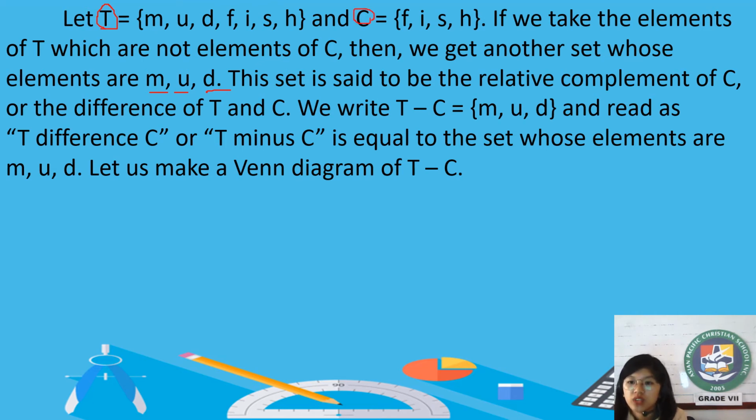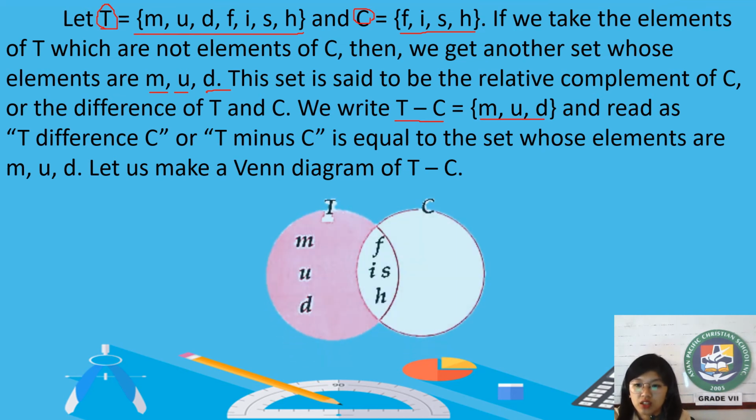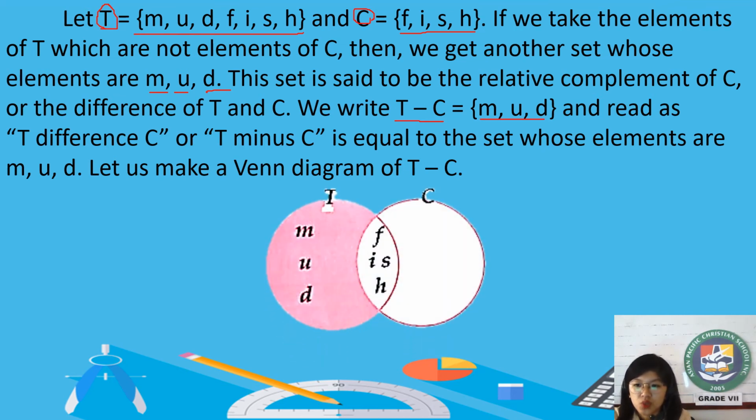So next, this set is said to be the relative complement of C, or the difference of T and C. These are the elements of T that are not in C. So we write T minus C is equal to M, U, and D, and read as T difference C, or T minus C, is equal to the set whose elements are M, U, D. And look at this Venn diagram. Notice that in set T, what remains is MUD.